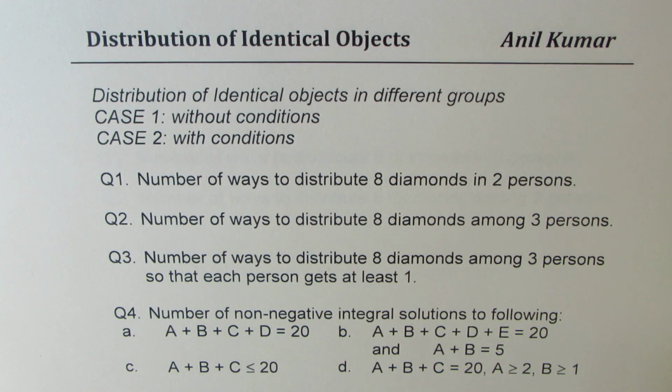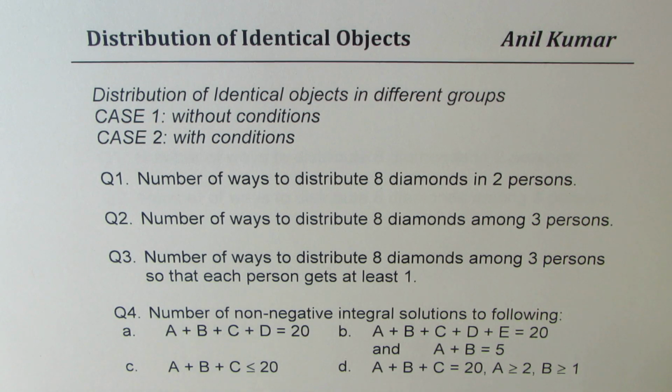Question number 4. Number of non-negative integral solutions to the following equations. Now we have 4 different types of equations. It's a good variety to begin with. We'll take up more equations in the next part of the video. So let's begin by understanding the concept and then we'll apply those tricks to solve these questions very fast, right? That's the whole idea, to save some time, especially for multiple choice questions, correct?